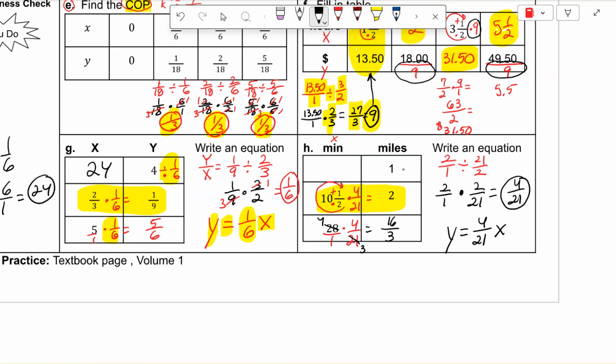And going up here, we're going to divide by the COP. So divide by 4/21. So I'll move down here. That's 1 as a fraction, multiplication, and I will flip that fraction over, 21 over 4, and get 21/4. Now 21/4 can be made back into a mixed number to understand what this means. So 4 goes into 21 5 times, and you have a leftover of 1. So that's 5 1/4 minutes.